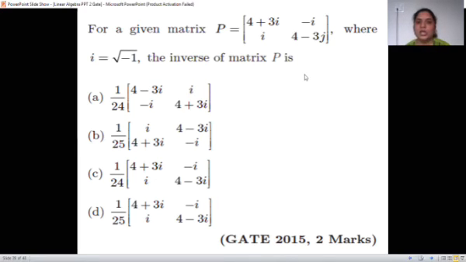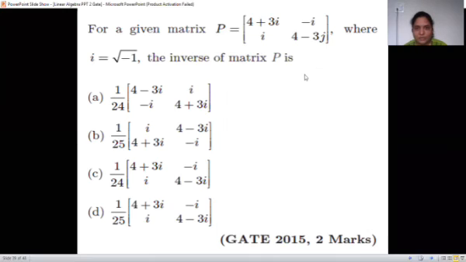The adjoint is the transpose of the matrix of cofactors. What is the determinant? Either 24 or 25, as in the options it is 24, 25, 24, 25. So what is the option? 25, the determinant. Okay, so two options are already gone, A and C. So either B or D will be the correct one, right? So as you are telling me the determinant is 25, then try to find out the adjoint.